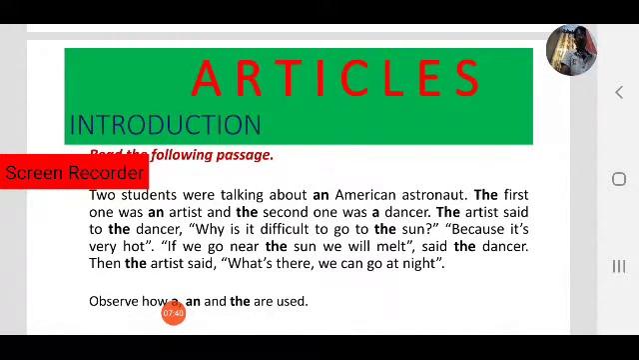An American astronaut. The first one was an artist and the second one was a dancer. Here observe the first one and the second one. Why should we use the?